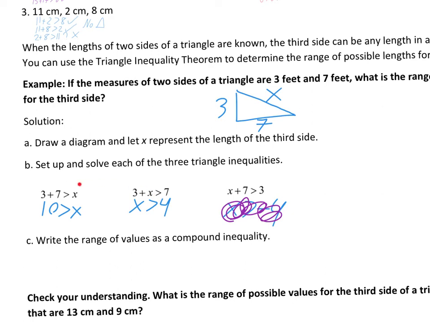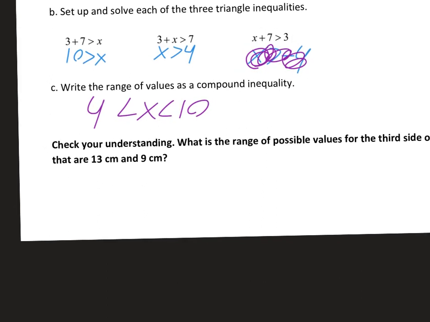So now we're going to take these two inequalities and we're going to combine them to make a compound inequality. x values must be less than 10, but greater than 4. Another way to think about this, all x's that are between 4 and 10 are valid solutions to this problem. Let's do one more, and we'll call it a day.